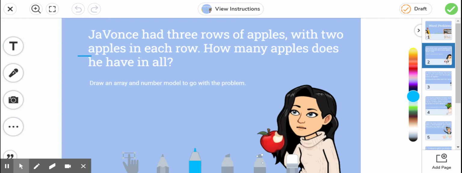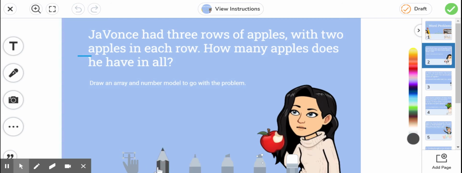So what else is going to help you is if you follow the problem solving steps. So your first step will be to click play and listen to the problem. Javon's had 3 rows of apples with 2 apples in each row. How many apples does he have in all?